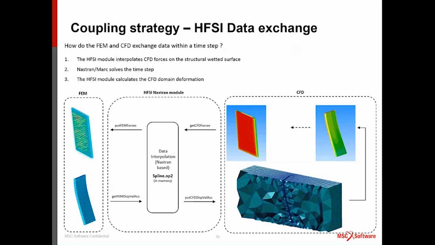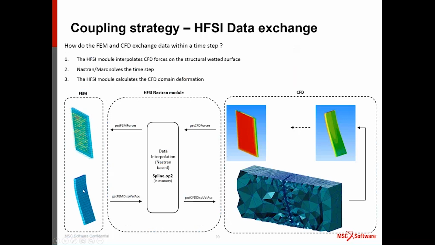If we look at the data exchange during the simulation, I show here one time step. It is pretty much the same thing that I have already explained, but the difference is that here I have put the spline OP2 in the HFSI Nastran model, because this is what allows us to interpolate information between the 2 wetted surfaces. So we get pressure from the CFD solver, we get the forces by the module, and by using the spline OP2, we get forces on the structural solver.